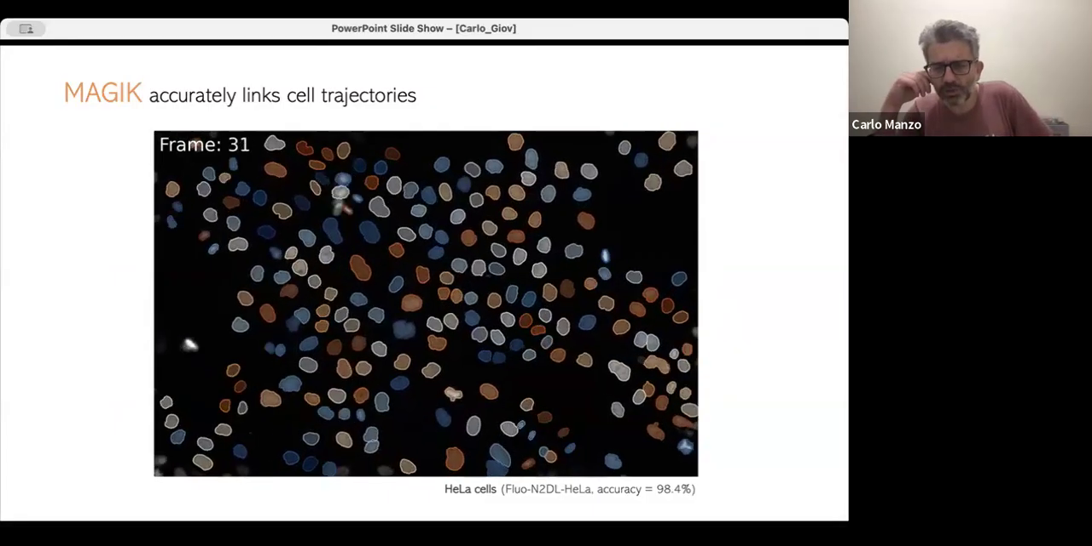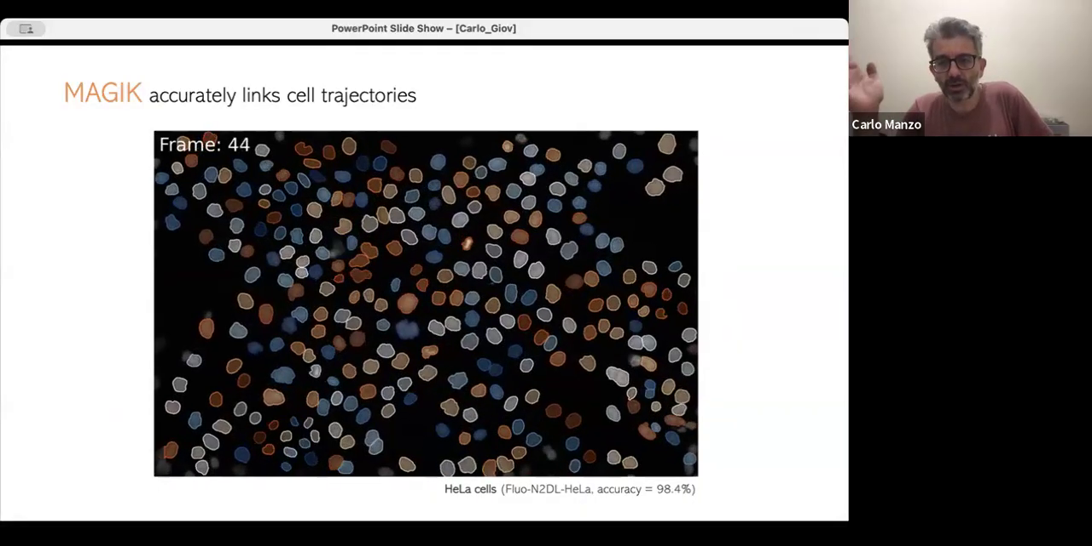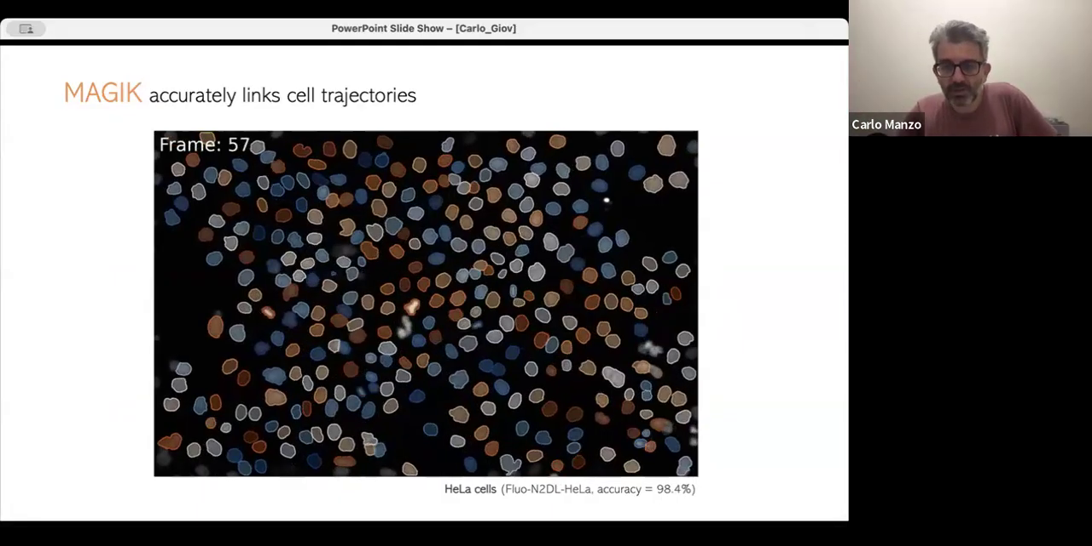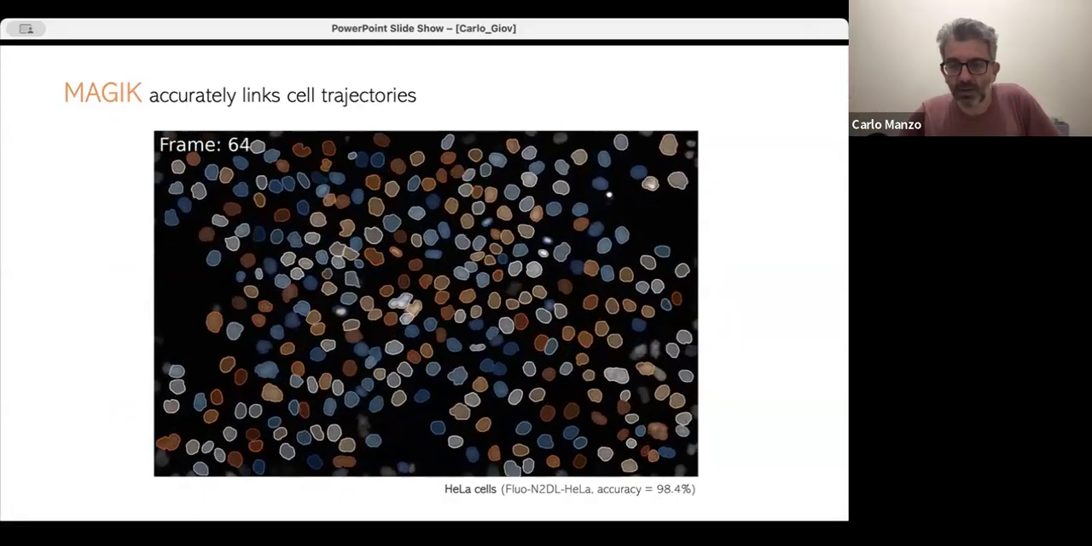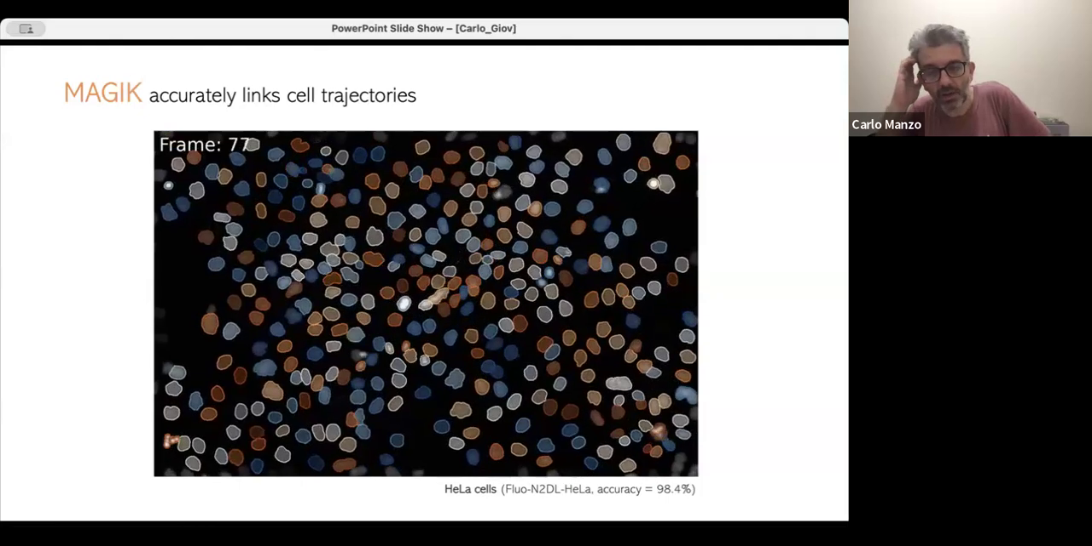And we also observe that it works very well for transfer learning. So basically, you can train on one movie and apply it on a movie of different cells with a different background, different scenarios, and so on, and still be able to get a very, very high performance.